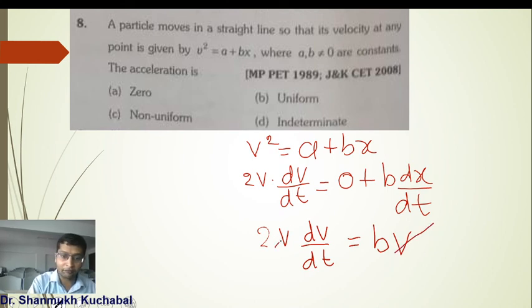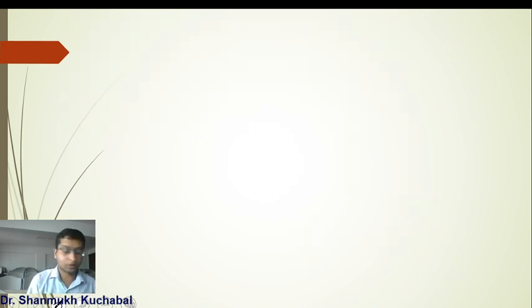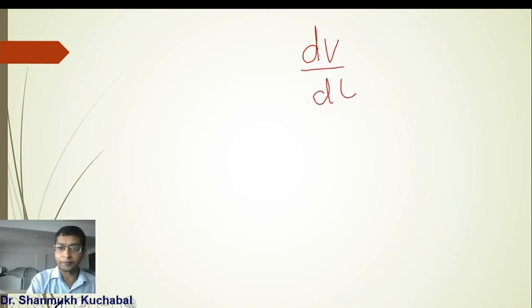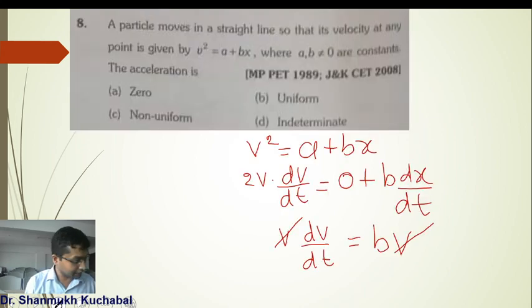Then v and v cancel, and 2 we transpose, and we get the solution for dv by dt as b divided by 2. Now b is a constant, 2 is a constant, so dv by dt, the velocity differentiation, means acceleration, so we get the acceleration as a constant, or else it is called uniform motion. So b is the right answer.